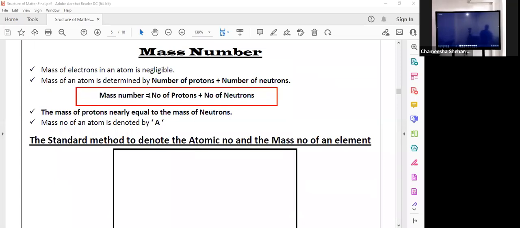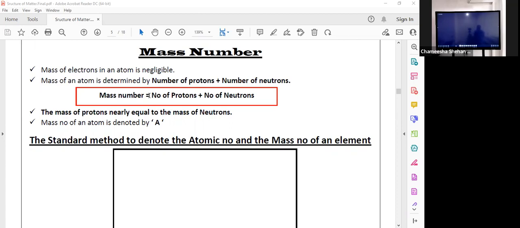The number of protons and the number of neutrons tells us the mass number. The mass of electrons in an atom is negligible. So the mass of an atom is determined by the number of protons and the number of neutrons. Here you have the equation. Mass number means the number of protons and neutrons in the atom.